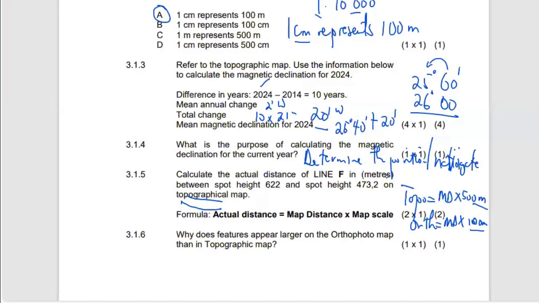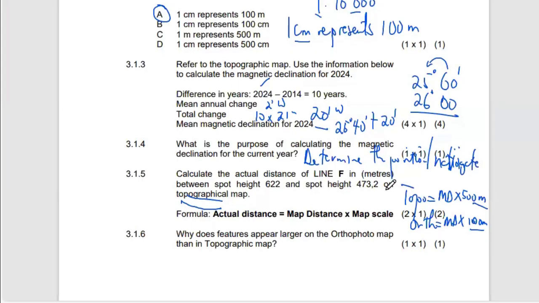So for a topographic map, the scale of 1:50,000, if you had to reduce it to meters, you multiply your measurement from the ruler directly by 500. It will give you the real distance between the two points in meters. For a measurement from an orthophoto map, multiply by 100. That is going to give you the actual ground distance between those two particular points. Right, we move on to the next question.